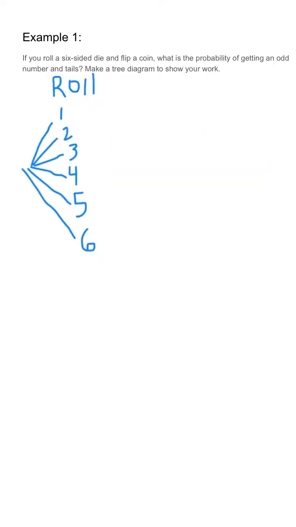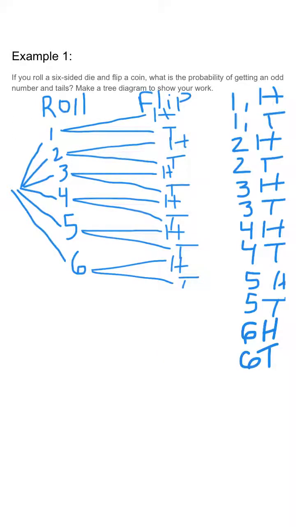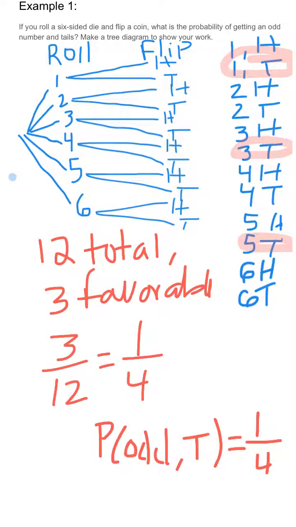So you start off your tree diagram with the roll, 1, 2, 3, 4, 5, or 6. And then you show that after the roll, you flip a coin and you could get heads or tails. And then finally you have your list. Now the question was getting an odd number and tails. So let's find all the odd numbers that are combined with tails. So 1 is odd, 3 is odd, 5 is odd. So that means there's 12 total, and 3 of them are favorable, the ones that we're interested in. So 3 out of 12 is 1/4, so the probability of odds and tails is 1/4.